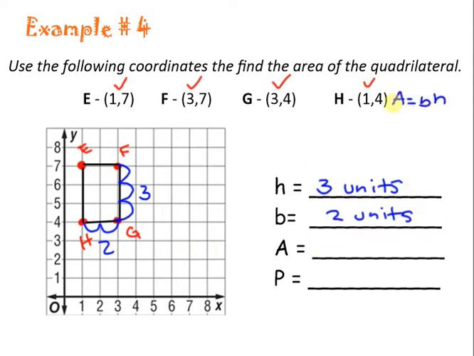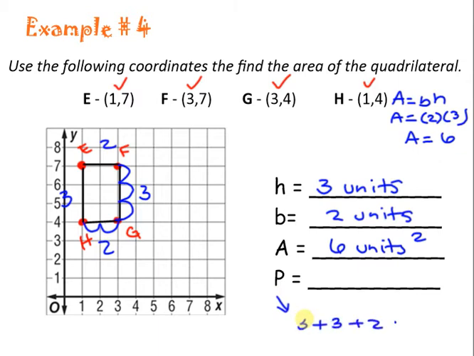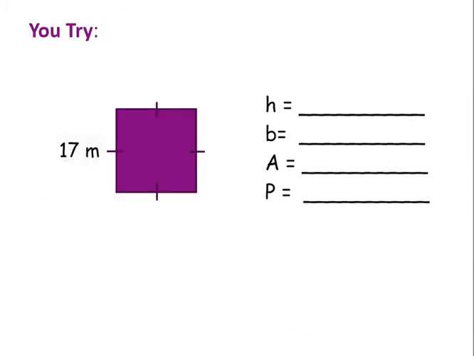Okay? So let's calculate the area. Area equals base times height. Area equals, the base is 2, the height is 3, area equals 6. So the answer is 6 units squared. But what's the perimeter? Well, if this is 2, this is 2. If this is 3, this is 3. So the perimeter is going to equal 3 plus 3 plus 2 plus 2. And when we add all of those together, we're going to get 10 units. All right, you go ahead and try this one.